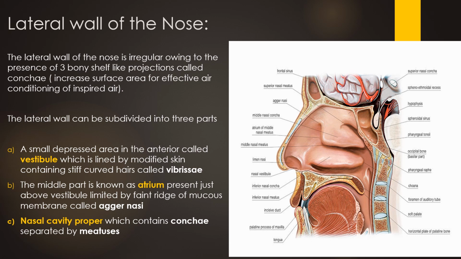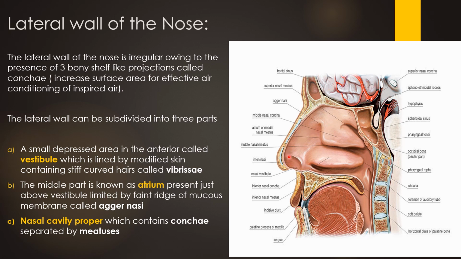Now let's discuss the lateral wall of the nose. The lateral wall of the nose forms the lateral boundary of each nasal cavity. It is irregular, as I told you earlier and as you can see in this diagram. It's not smooth. It is irregular because of the presence of three bony shelf-like projections, and these projections are known as the concha or also known as the turbinates. The purpose of these shelf-like projections is that they increase the surface area for the effective air conditioning of the inspired air. Now this lateral wall can be divided into three parts from before backwards.